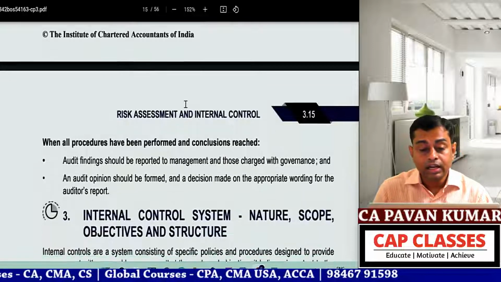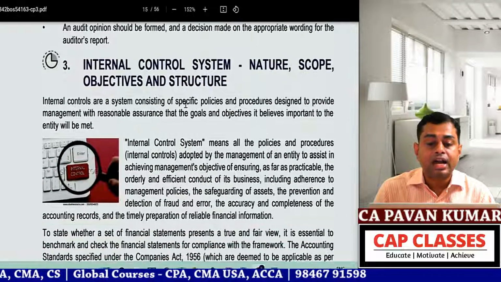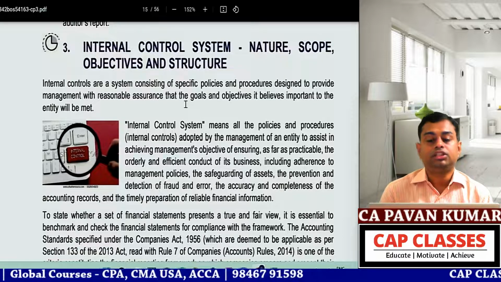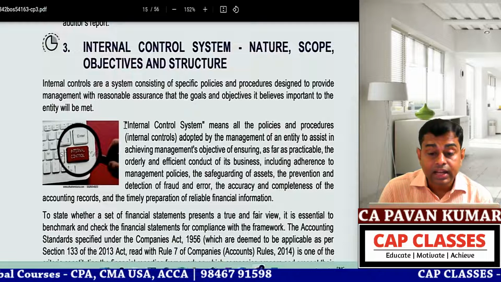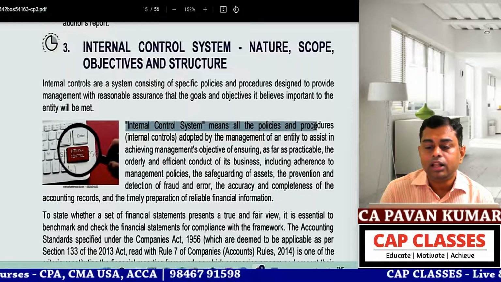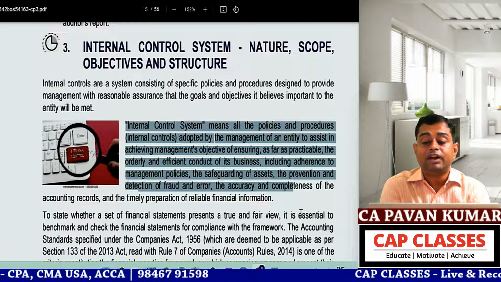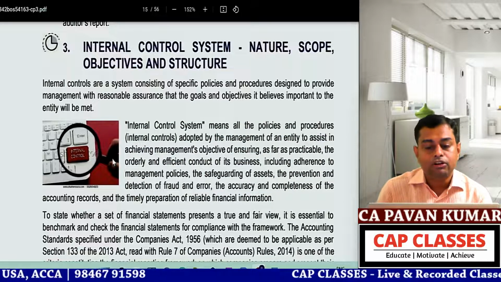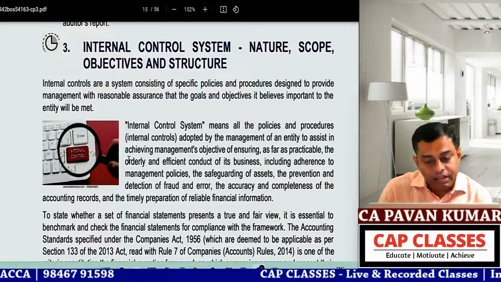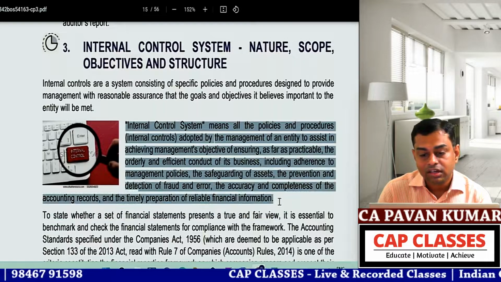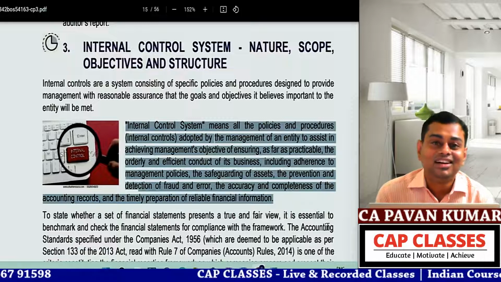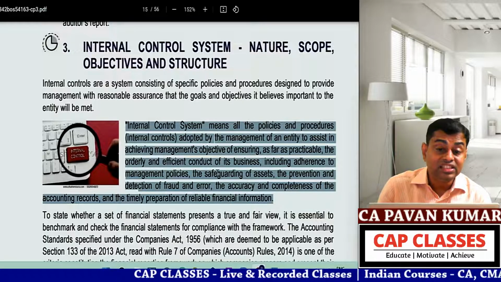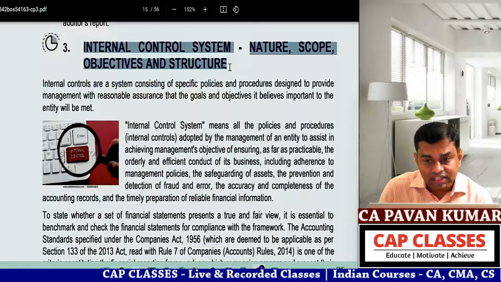Then we will go to the next part, which is again basics: internal control system, nature, scope, objectives and structure. And the funny thing is, internal control system means all the policies and procedures adopted by the management of an entity to assist in achieving management's objective of ensuring, as far as practicable, the orderly and efficient conduct of business, including adherence to management policies. Are you kidding me? What the hell is this? You have already studied this in CA Inter, but still we'll see this third para. What is there inside this third para? We'll see.